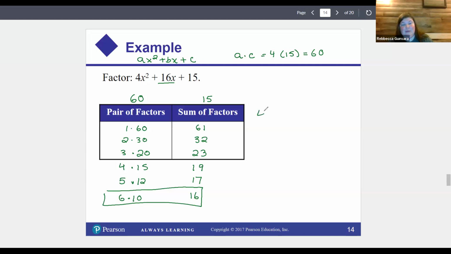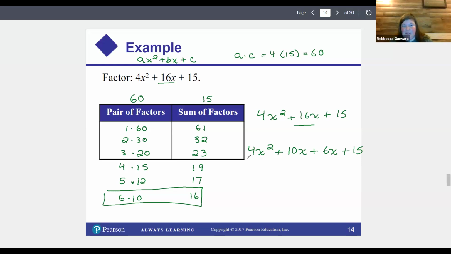So what I'm going to do is take 4x squared plus 16x plus 15, and break up this middle term into 6 and 10. So what I mean is I'm going to write this as 4x squared plus 10x plus 6x plus 15. I could have written 6x first and then 10x. It's not going to make a difference here.